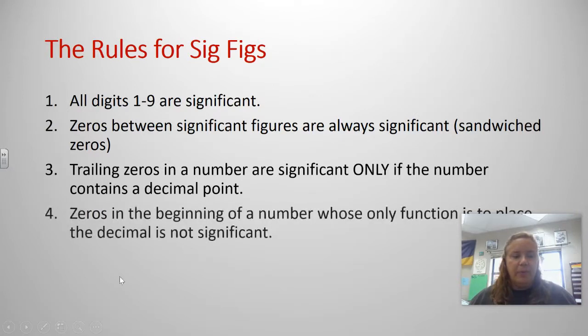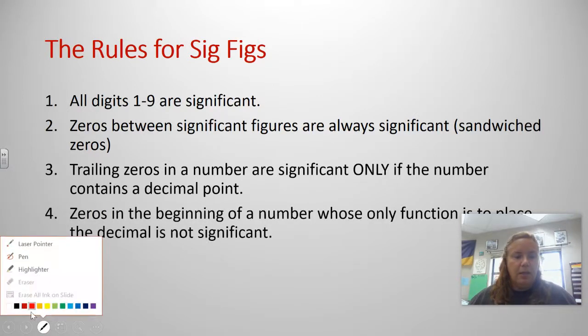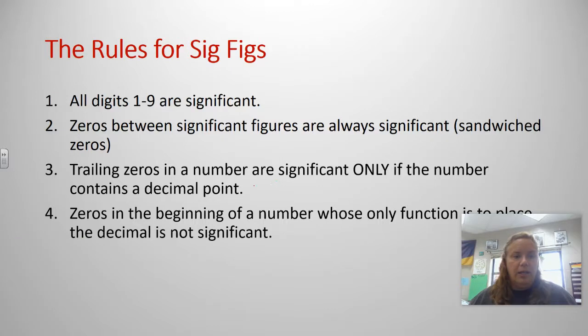For example, I have my little pen here. Let me grab it. And so trailing zeros, if the decimal point is like 100.0, then those are significant. There's 4 sig figs there. If you only have 100 and no decimal point, you only have 1 sig fig.